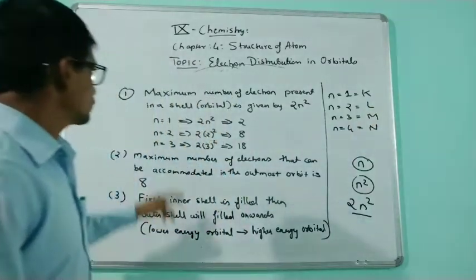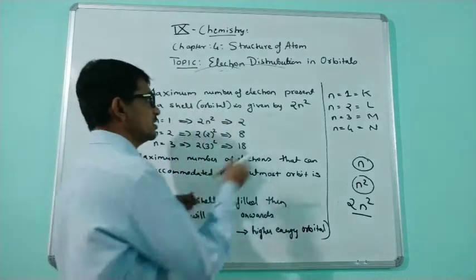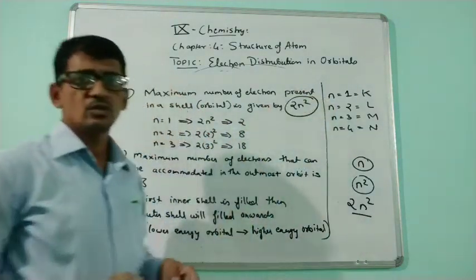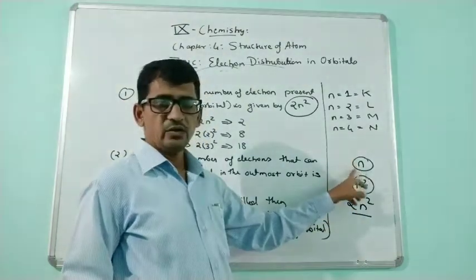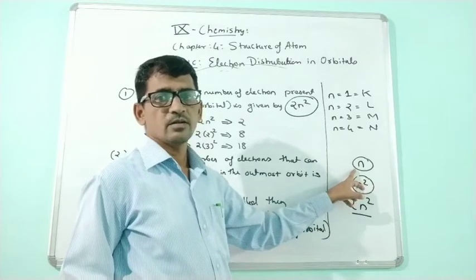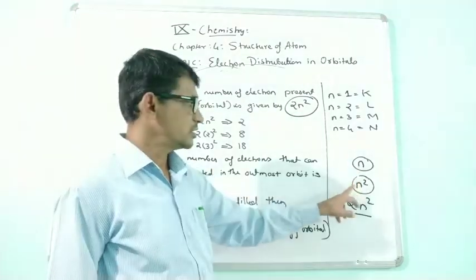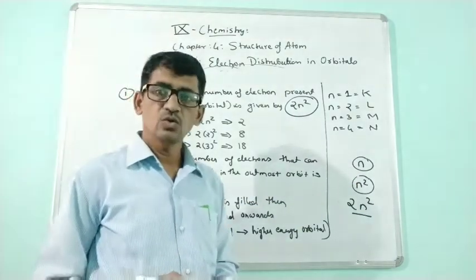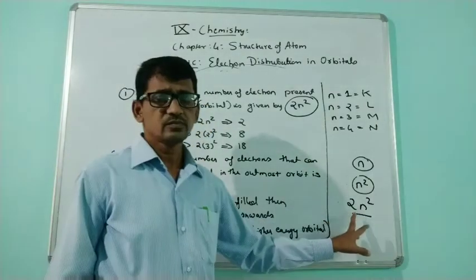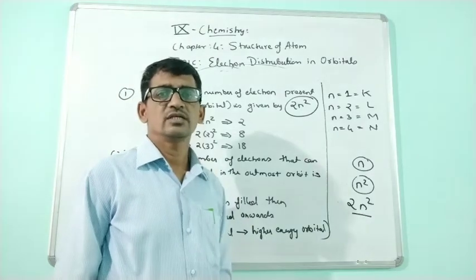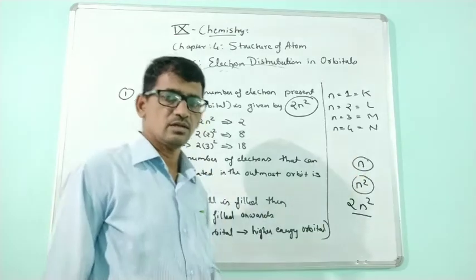First rule: the maximum number of electrons present in a shell is given by 2n square. Already we have discussed, but again I revise. The n value designates the type of orbital. How many types of orbitals are there? n square will give the total number of orbitals, not electrons. And 2n square is the total number of electrons in a particular orbital or shell.